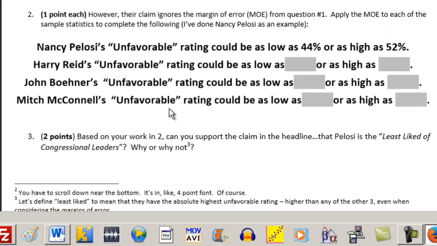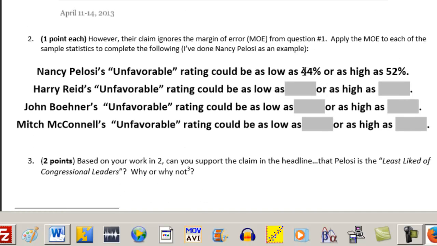Based on your work in 2, can you support the claim that Pelosi is the least liked of congressional leaders? I can't, and neither can you. So let's see why. Her range goes from 44 to 52%. That means we are unsure of what the actual population feels about the unfavorable rating. Only way we know for sure is if we asked every single one of them, and we didn't do that. According to that poll, they asked about 1,000 or a couple thousand or something. Actually, with 4% margin of error, I'm guessing it was right around 1,000 people. So we're unsure of the true value. So we give it a range of 44 to 52.